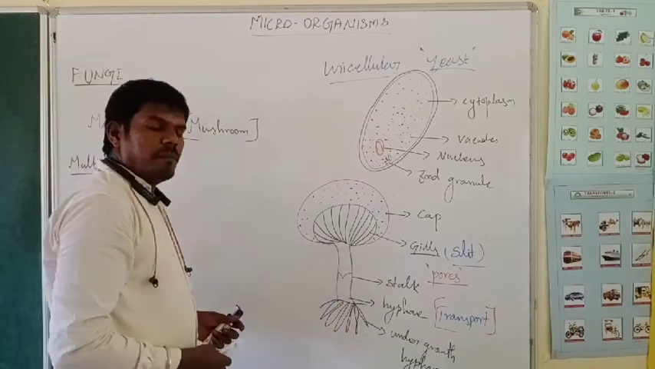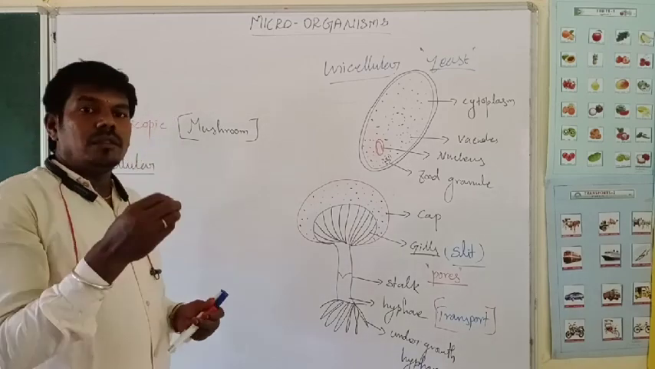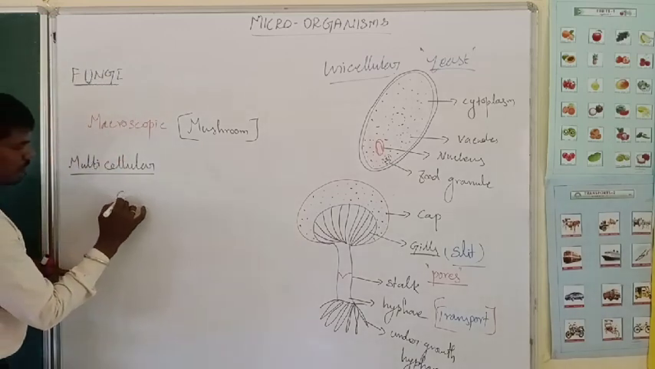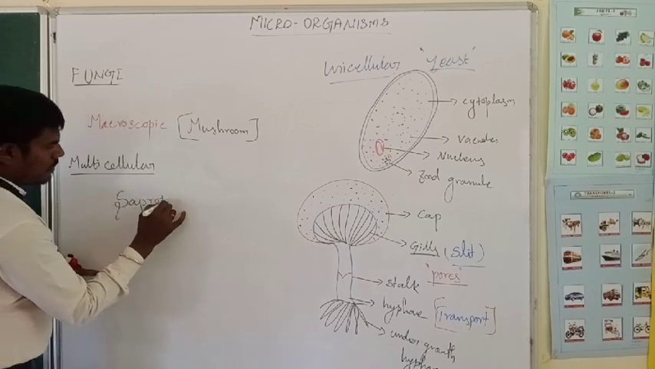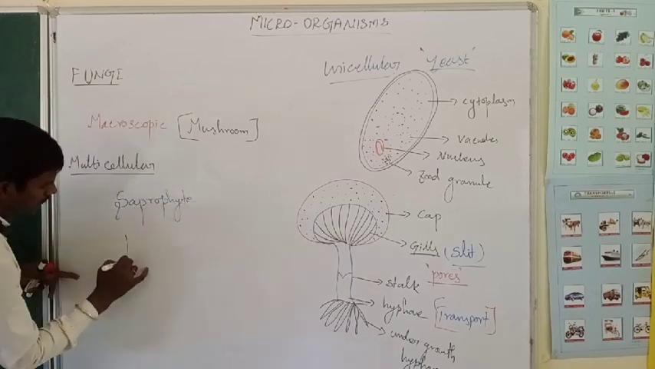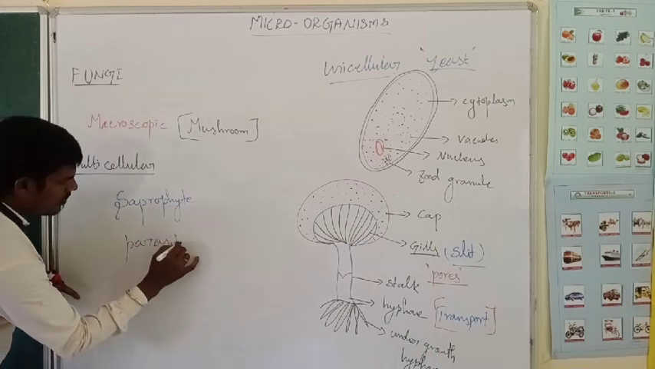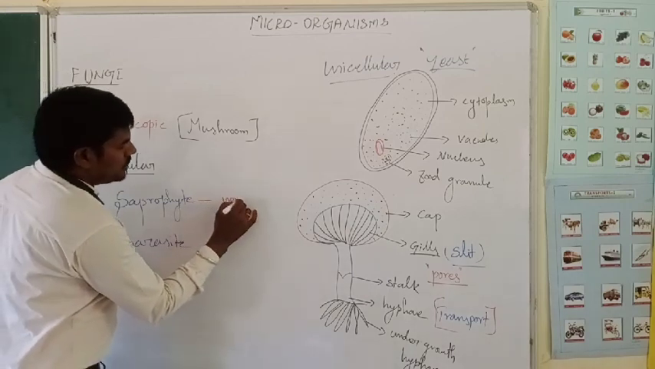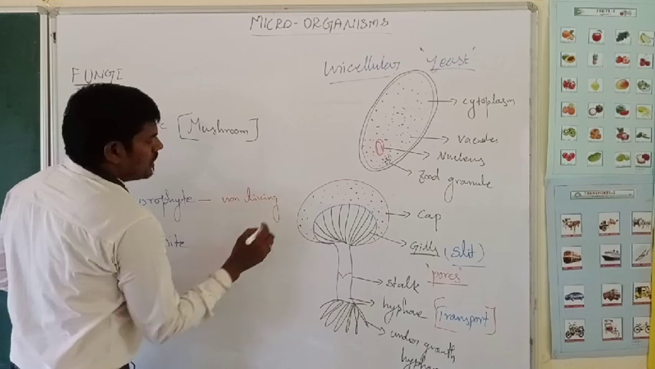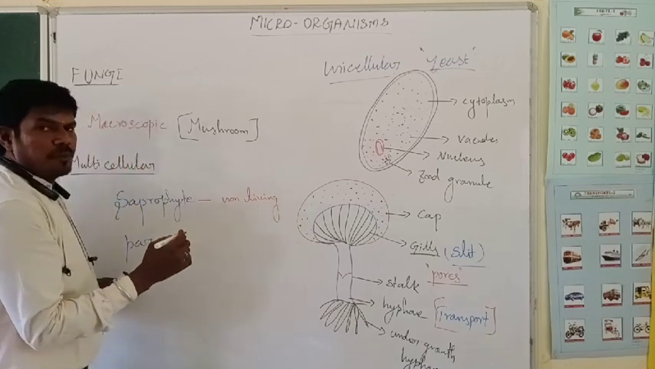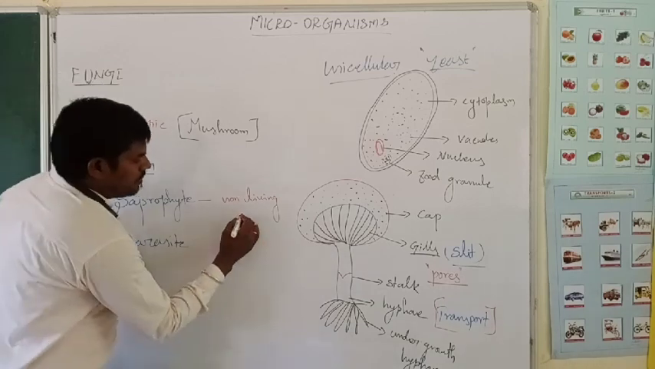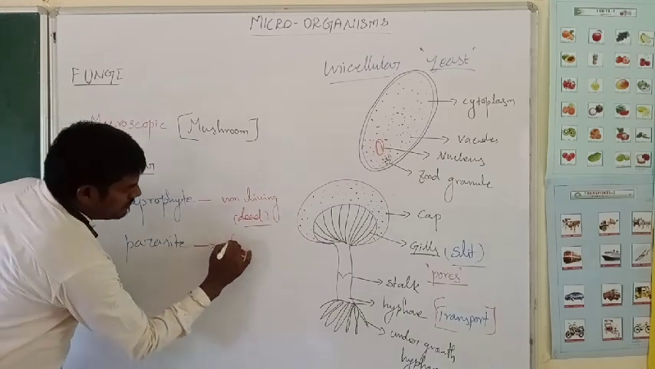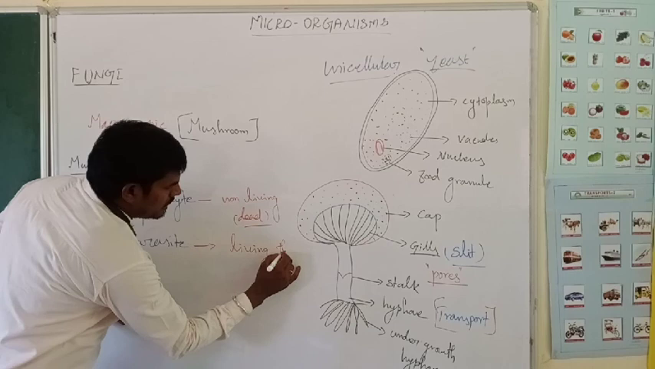Mushrooms are dependent on two categories. Based on nutrition, they are classified into two types. The first one is saprophyte, and the second is parasite. Saprophyte means they are involved only with non-living things, for example dead particles, decomposing particles, or wood and trees. Parasite is living things.